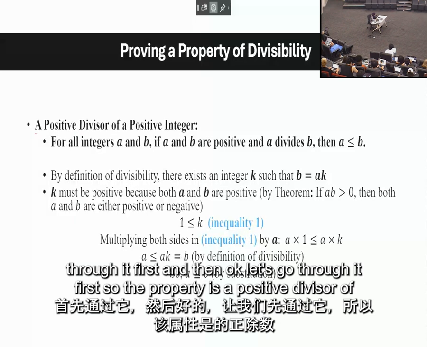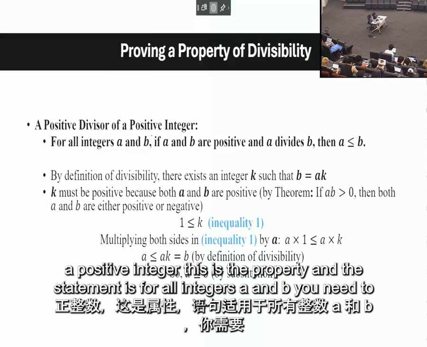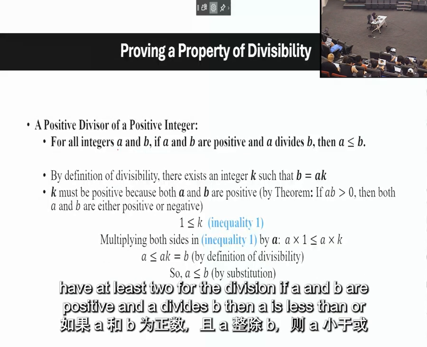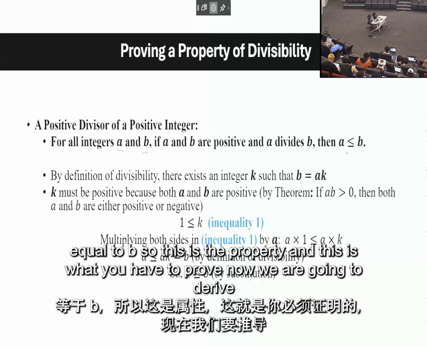So the property is a positive divisor of a positive integer. This is the property, and the statement is: for all integers a and b, if a and b are positive and a divides b, then a is less than or equal to b. So this is the property, and this is what you have to prove.